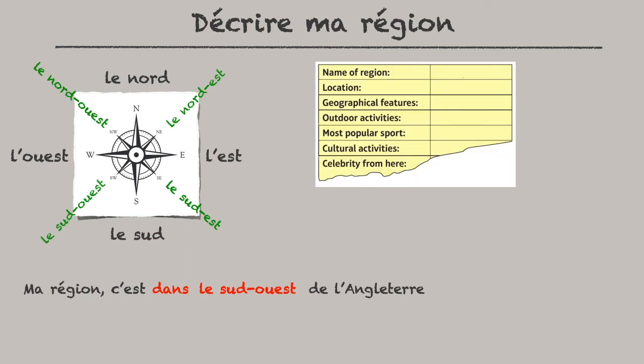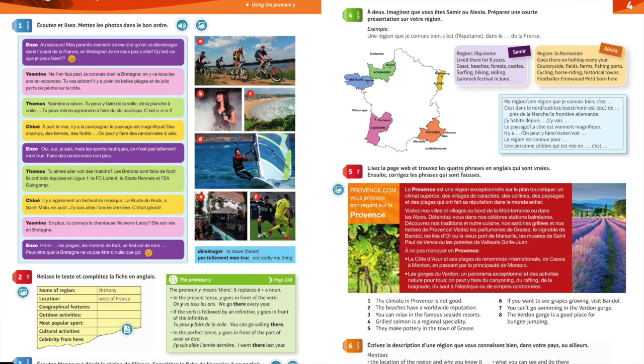Right, we're going to use this table again. So note down the titles, name of region, location, geographical features, and you're going to listen to someone describing their region of Alsace. So we're listening to Manon, who is describing the region where she lives, which, to give you a little clue, is called Alsace. So the region of Alsace. Okay, we're doing exercise three down here. So let's listen. Complétez la fiche, fill in the table.